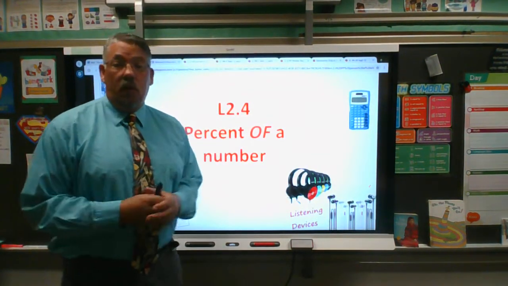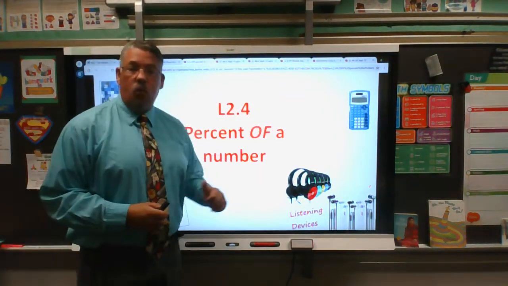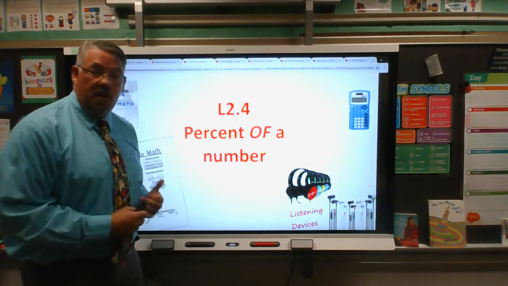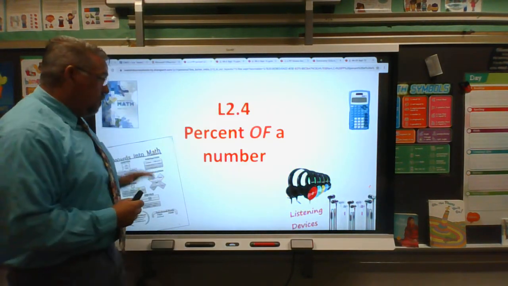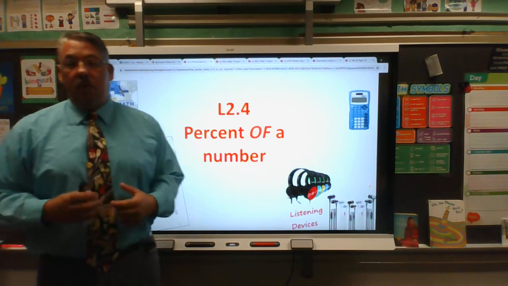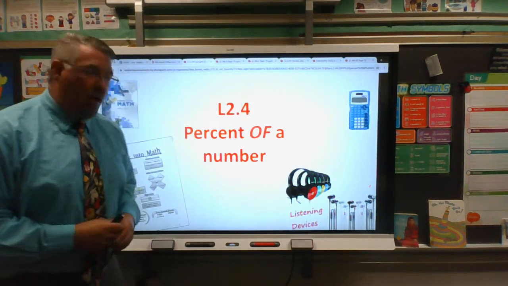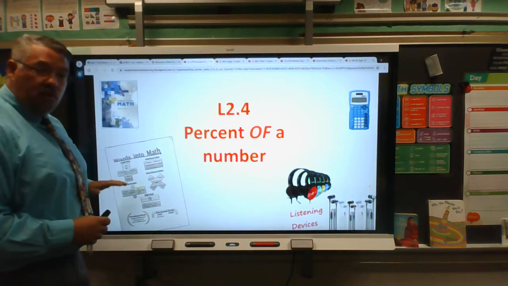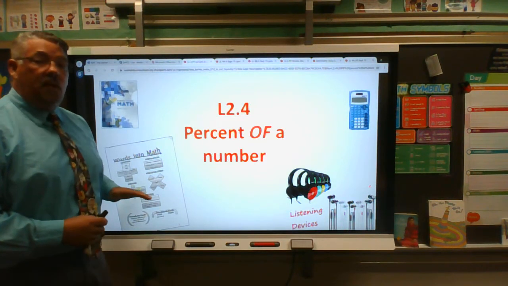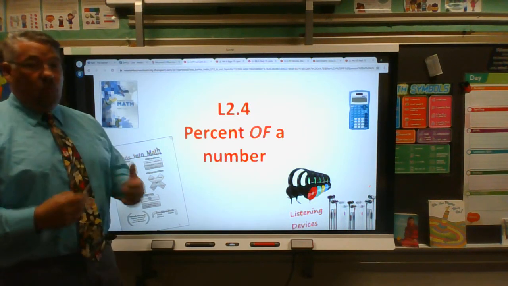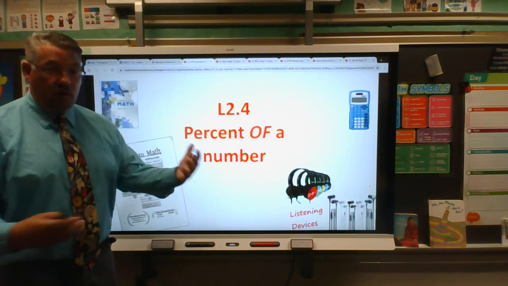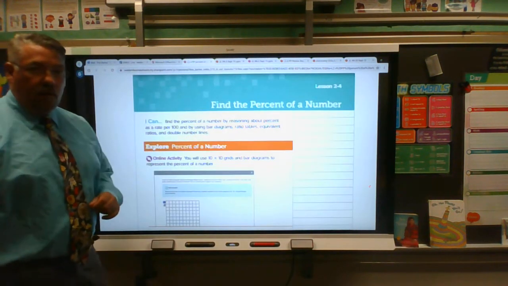We are ready for lesson 2.4. 2.4 is dealing with the idea of finding a percent of a number. So hopefully you've noticed on the board that I've asked you to have your packet because we're going to do some highlighting in our packet so that we can always go back to it and remember what a couple of these key words actually mean. We'll use these keywords from this point forward, and you'll use them for many years to come when it comes to mathematics.